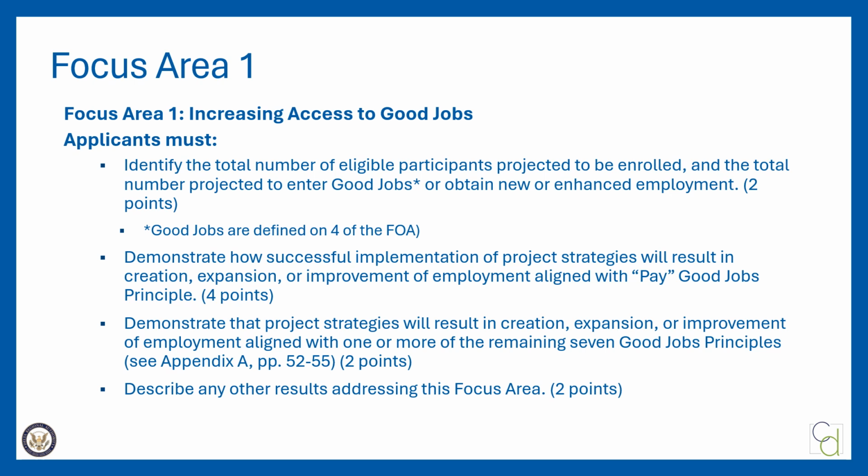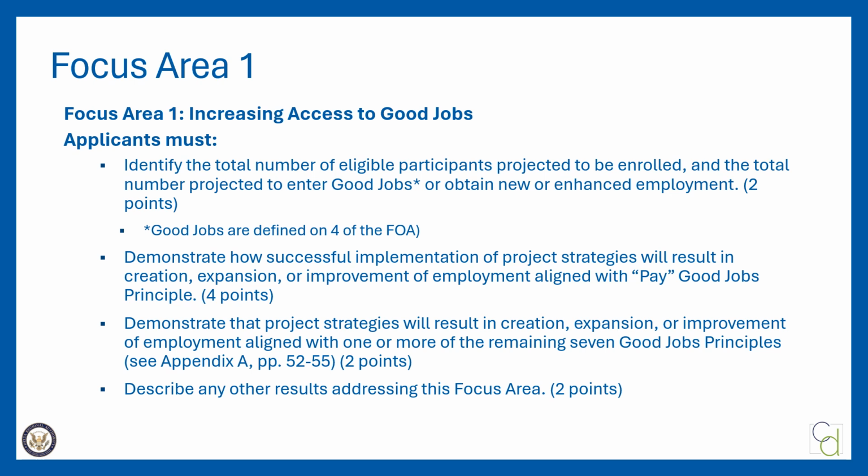So again, the first focus area is increasing access to good jobs. In this section, first applicants must identify the total number of eligible participants projected to be enrolled during the period of performance and identify the total number projected to enter good jobs, which are defined as training or employment opportunities in industry sectors that pay wages of at least $15 per hour, or the number of participants projected to obtain new or enhanced employment. Applicants must also demonstrate how project strategies will result in the creation, expansion, or improvement of employment aligned with the pay good jobs principle. So see page 4 of the FOA for more explanation on this.